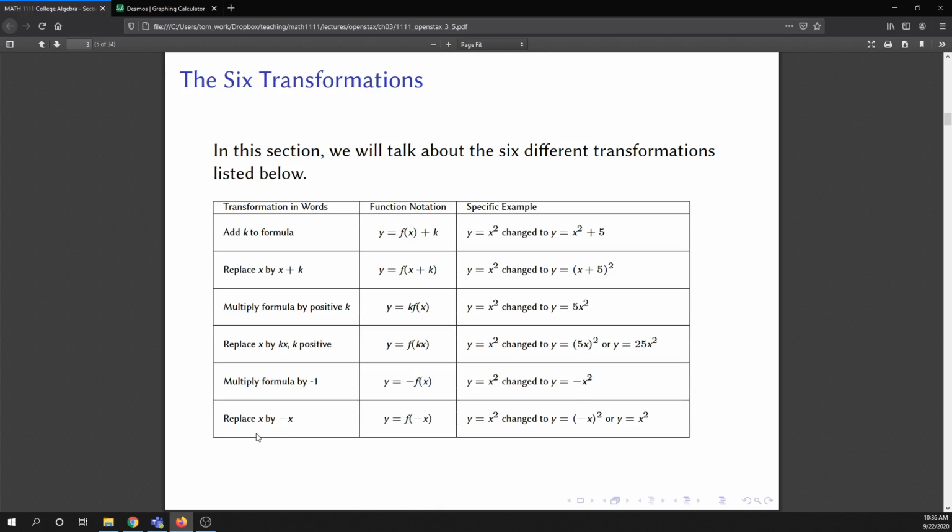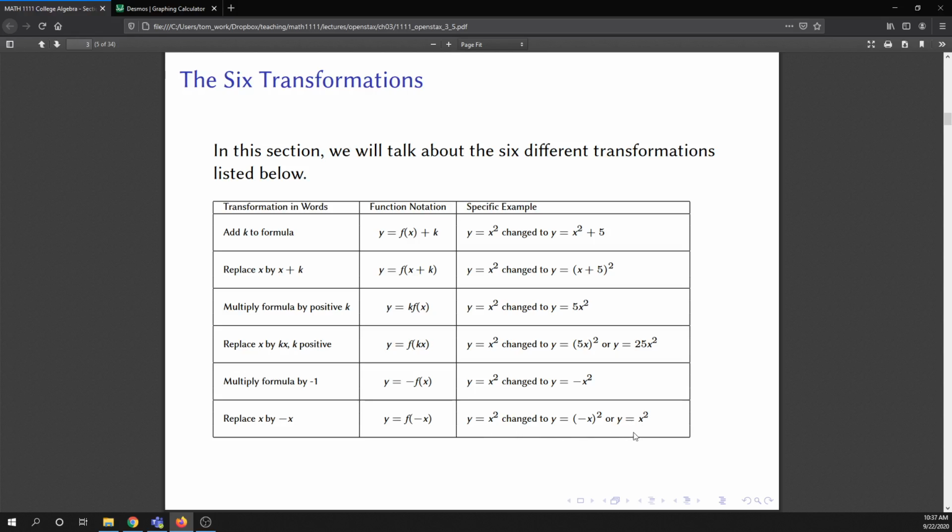And finally, the last one is to replace x by -1x, or minus x, the opposite of x. The symbol for that in function notation would be f of minus x. In other words, we are plugging in minus x everywhere there's an x in the formula. All right, and a specific example of that is y equals x squared, and then I would plug in the minus x, and I'd get this.